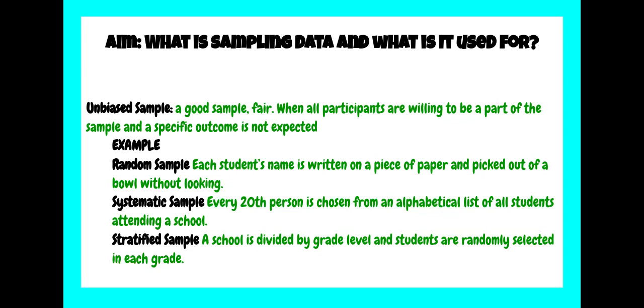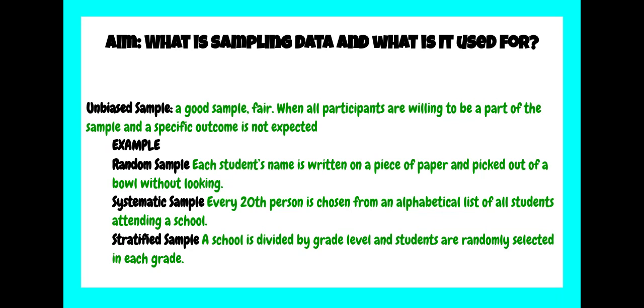A systematic sample is like if you were to take the 20th person from an alphabetical list of students attending a school. So you're grabbing one person in a calculated way. Or if you say, I'm going to gather data from the 10th person that enters the class or enters the school, that is another kind of random sampling, but you have a number going along with it.